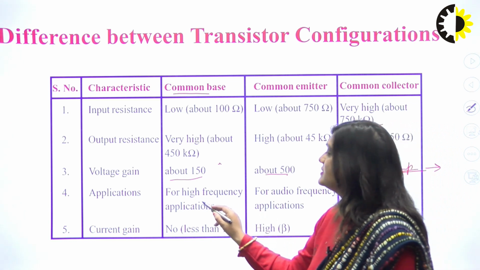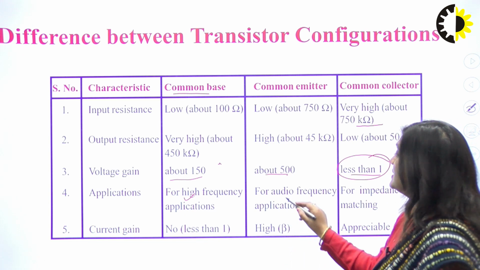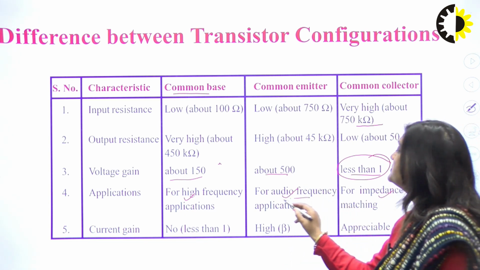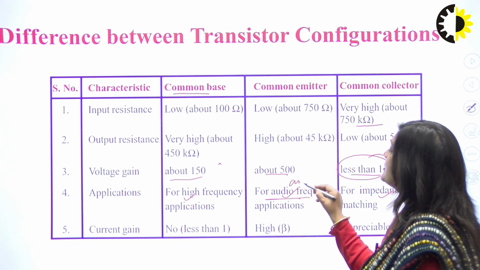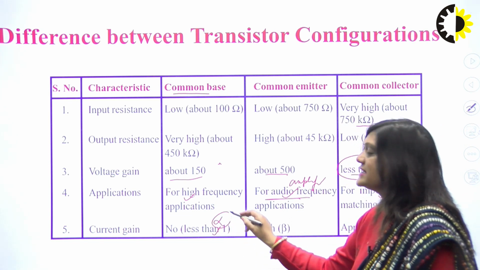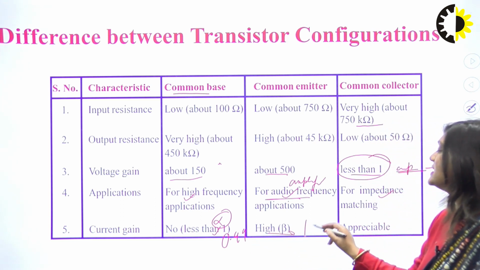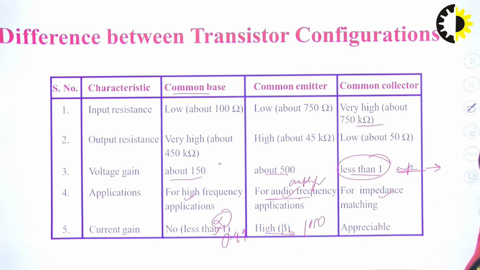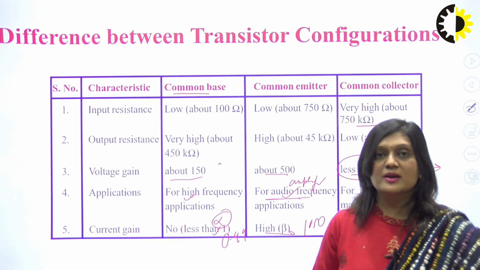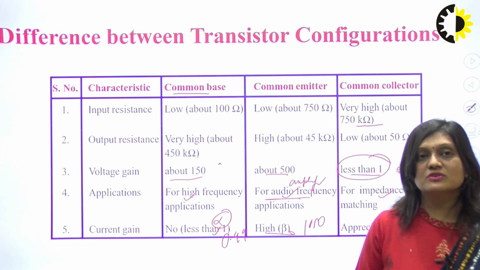Okay, and that's why the main application of common base is high frequency, this is for audio frequency applications, and this is for impedance matching. This is basically preferred for amplification. Here we have seen the amplification factor alpha has a value of 0.99, and here its value is about 100. So this is all about the different types of configurations: common base, common emitter, and common collector. In the next lectures we will discuss the common collector configuration also. Thank you.